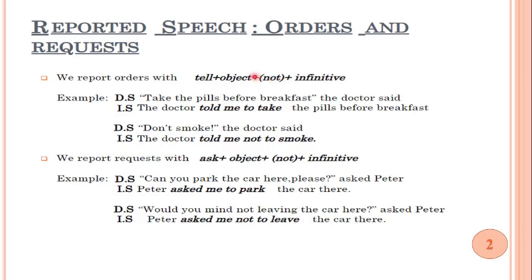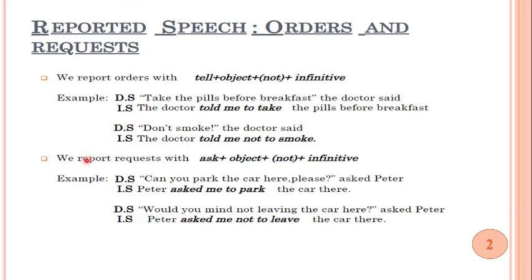If it is a positive order, this is with object and infinitive, and if it is negative, it is with tell, object, not, and after that the infinitive. The example in direct speech: take the pills before breakfast. Who said that? The doctor. Change into indirect speech: the doctor told me to take the pills before breakfast. Another example: direct speech is don't smoke, the doctor said, and indirect speech is the doctor told me not to smoke, and this is a negative order.